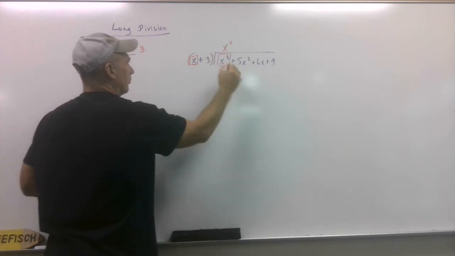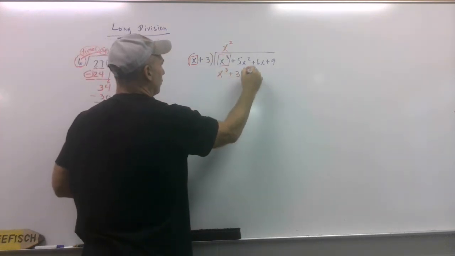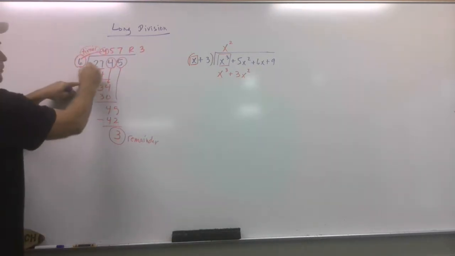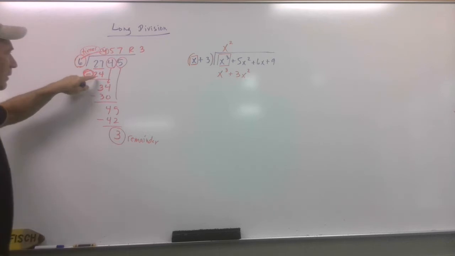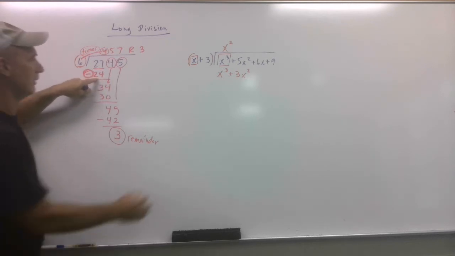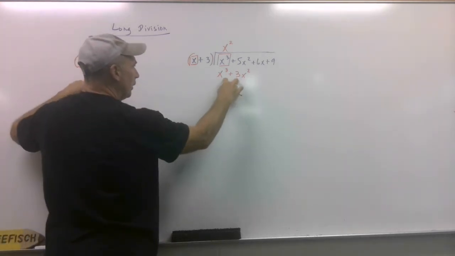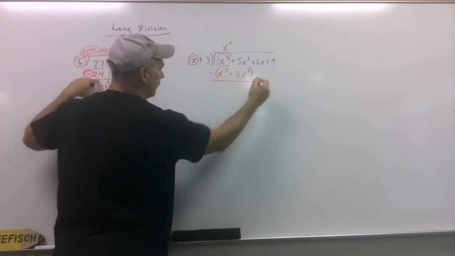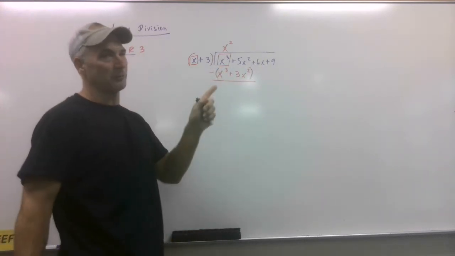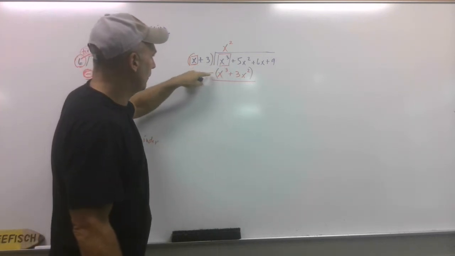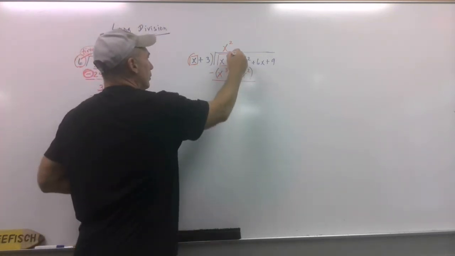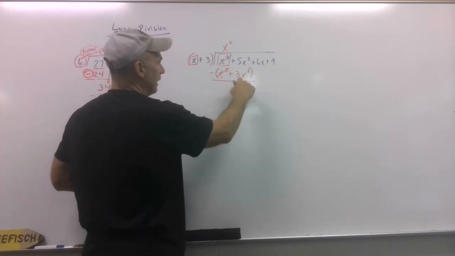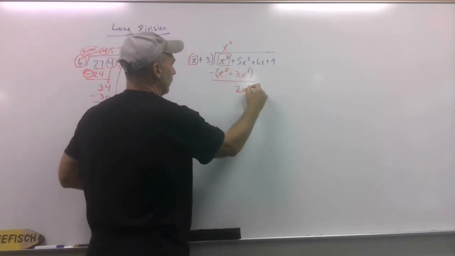x squared times 3 is 3x squared. What do I do next? I subtract. Now, here's the twist. I only had one number there, 24. This is a representation of one number, but I got to insert parentheses here also to subtract all of it. That's the hard part. x cubed minus x cubed, gone. 5x squared minus 3x squared would be 2x squared.